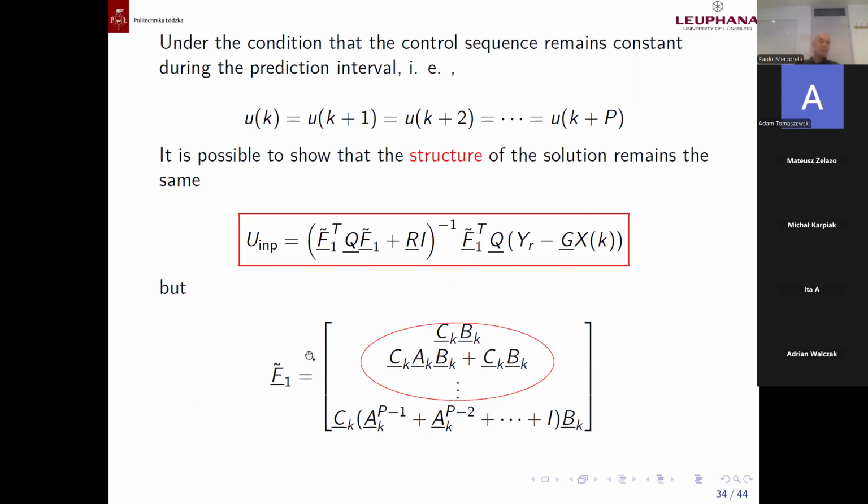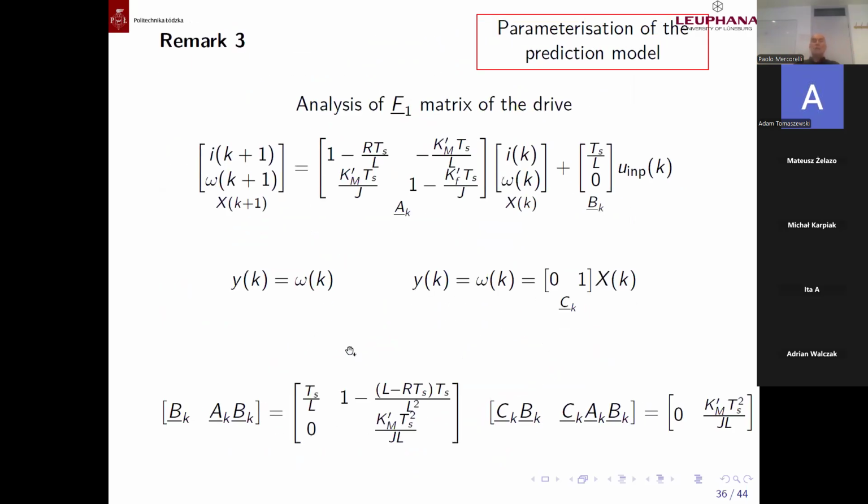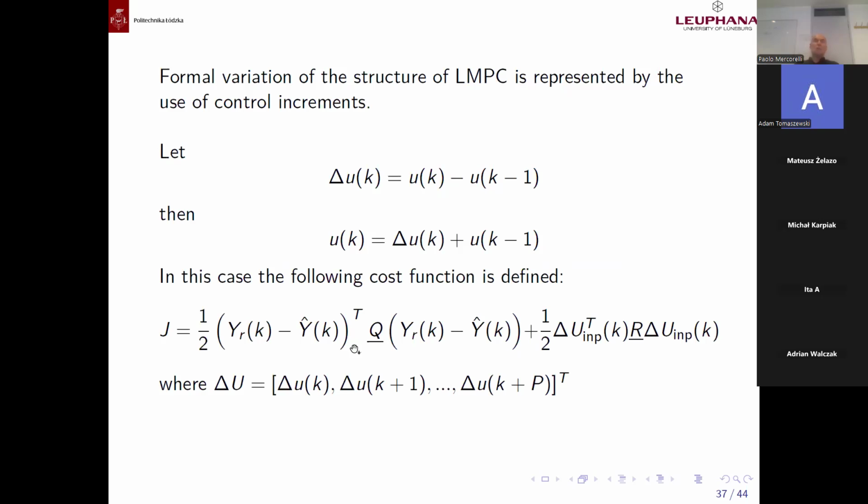F1 collapsing, F1 tilde in this form. Then we have a different approach which is based on delta instead of U. The advantage here is that in this case we also consider a past value of U, which could be easy to tune. Tuned means to find matrices Q and R in order to have good results.